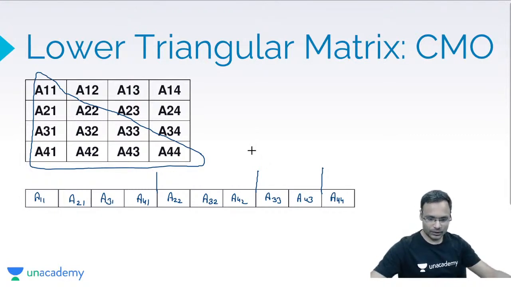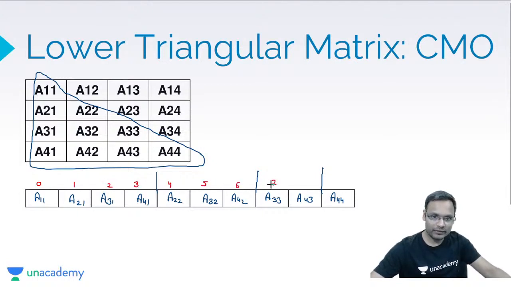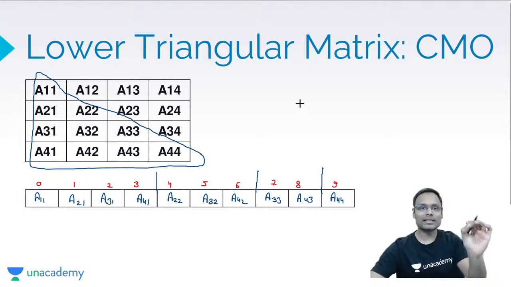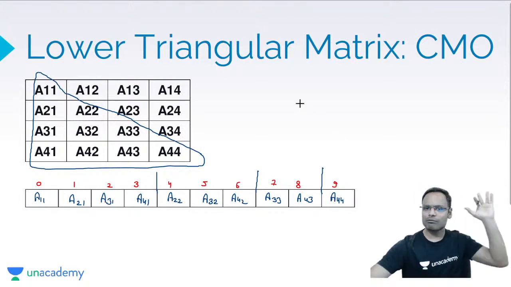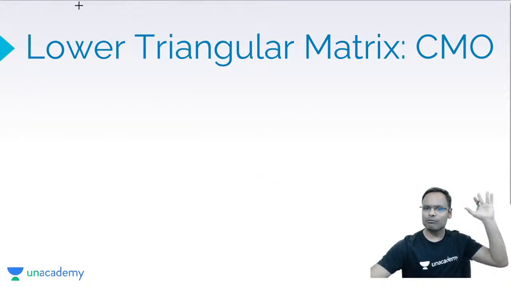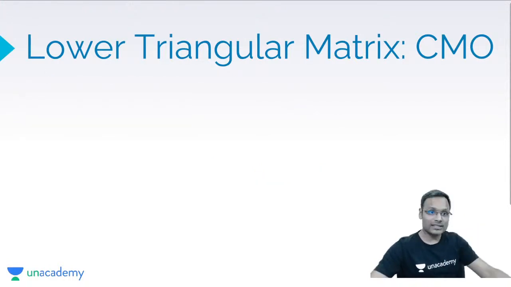Okay, elements stored column wise. Let's have the relative indexes 0 1 2 3 4 5 6 7 8 and 9. Now let's try to understand the same formula which we have done here. So for column major order, the basic general formula for the location is this.